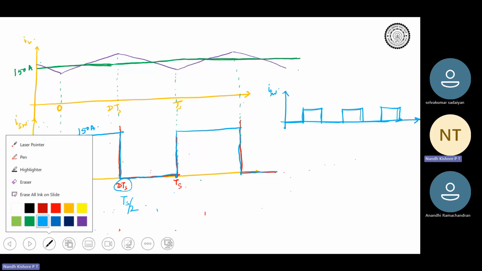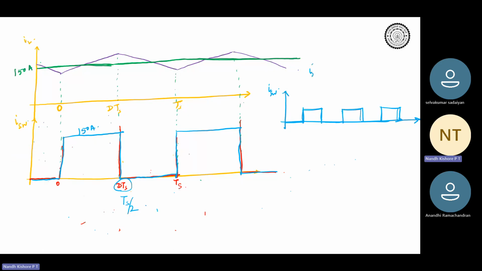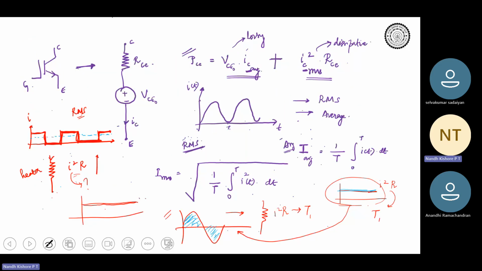Fine. So now we know what the switch current is. We just have to find out the IRMS and the I average, so that we can plug them into the equation and find out the loss. We saw in the earlier slide that I average will be area by time period, right? Integration is basically area. And IRMS is root over 1 by T integral 0 to T I square dt. You will just compute.